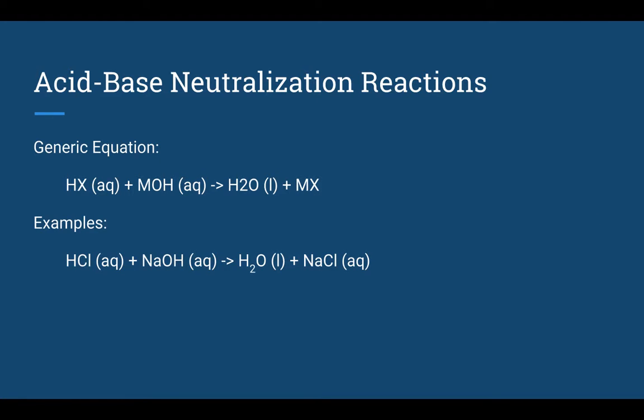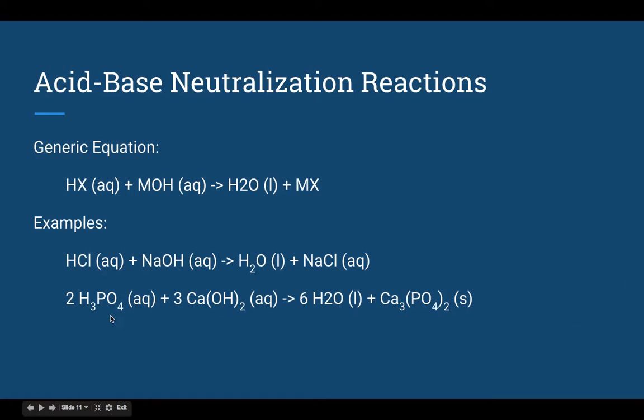Some examples here, we've got hydrochloric acid reacting with sodium hydroxide. We got H2O, like we said, and sodium chloride. Phosphoric acid, so 2 phosphoric acids, 3 calcium hydroxides, 6 H2Os, and calcium phosphate is our salt that we're producing. So again, here's a case where this ionic compound is solid, and also we've got a little bit different ratios here in terms of the coefficients on our reactants and products. Okay, one more, potassium hydroxide, sulfuric acid forming water again, and potassium sulfate.